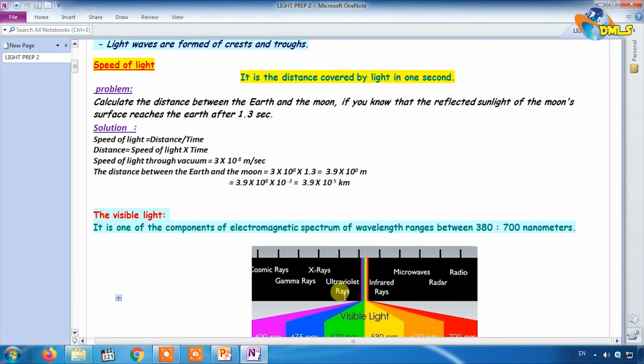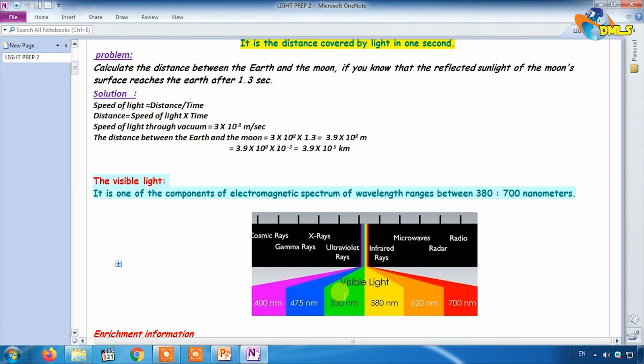Okay, then what is visible light? Visible light is one of the components of the electromagnetic spectrum with a wavelength range between 380 to 700 nanometers. Here you can see many kinds of waves: microwaves, radio waves, gamma rays, x-rays. Our visible light lies here between 380 and 700 nanometers. This is the visible light.